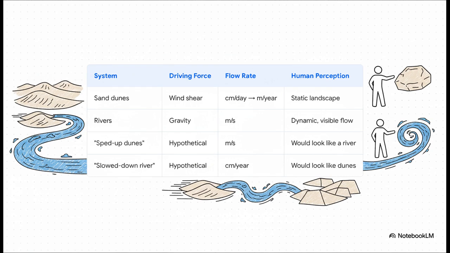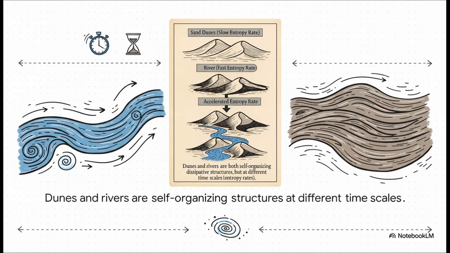Here's the truly wild part. If you could somehow hit fast forward on a sand dune, its flow would look just like a river. And if you slam the brakes on a river, slowing it way, way down, it would look just like a creeping, solid landscape. This is really the whole idea in a nutshell. A field of dunes is basically a river that's playing out over a geological timescale. And a river, that's just a dune field with its finger on the fast-forward button. They're the same self-organizing thing, just running at completely different speeds.